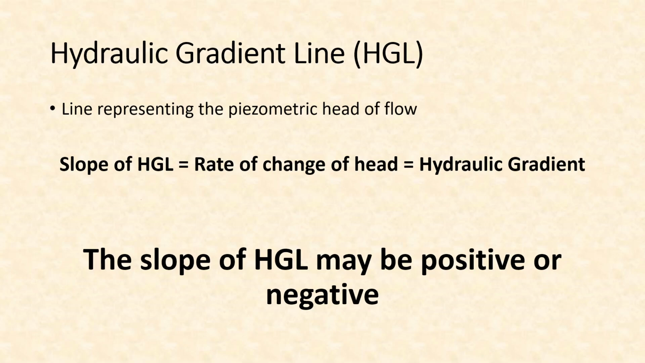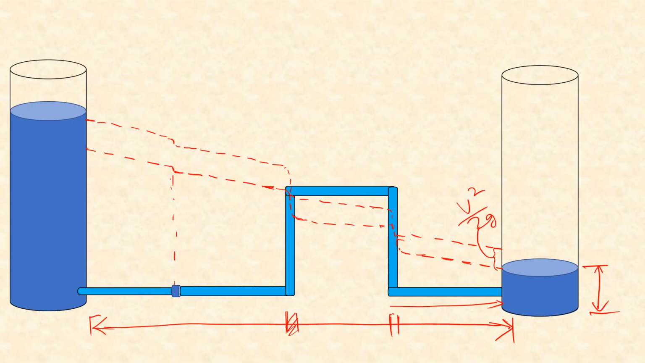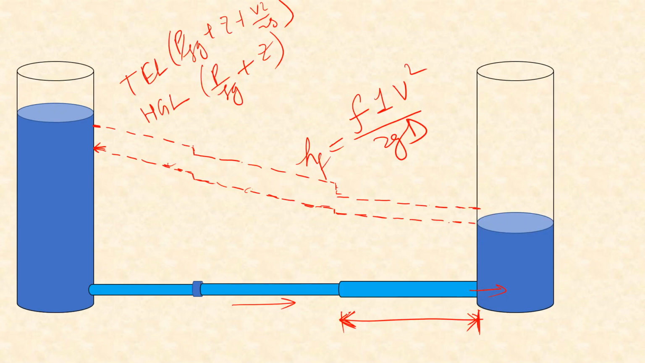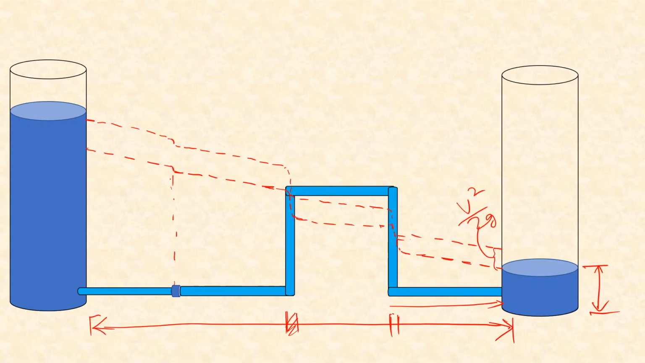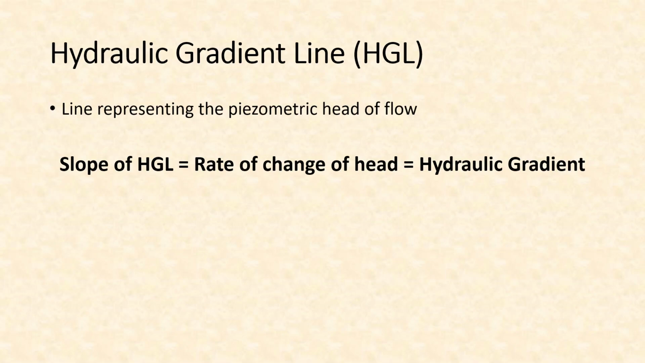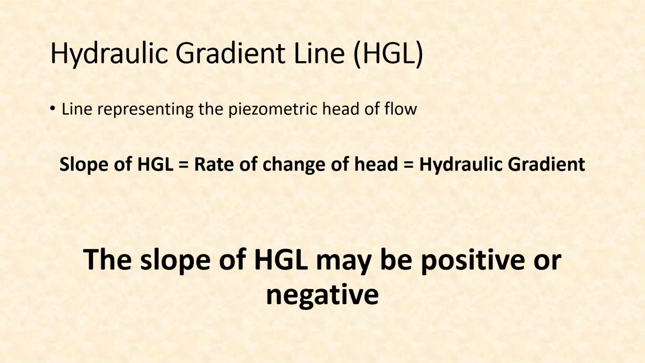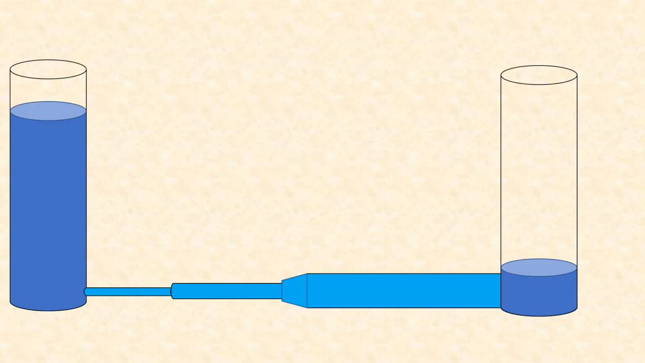Now what does this mean? We have seen in the previous example, as well as the example before that, that the lines are always coming down. That means the hydraulic gradient or the slope is always negative in this direction. But here we are saying that the slope of the hydraulic gradient line may be positive or negative. It means the negative example we have already seen, but can it be positive? Let's look at this example.